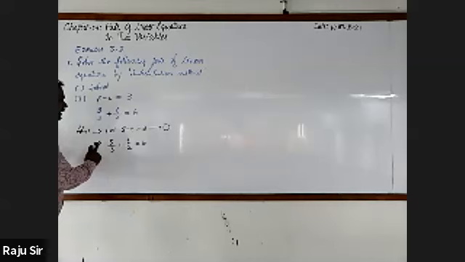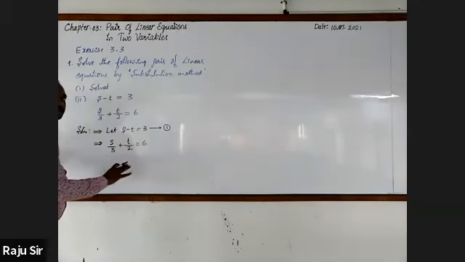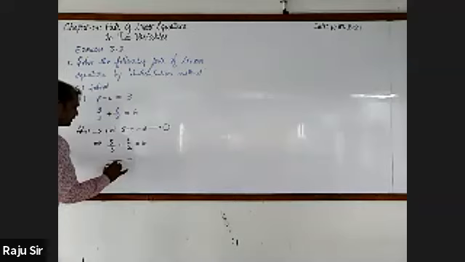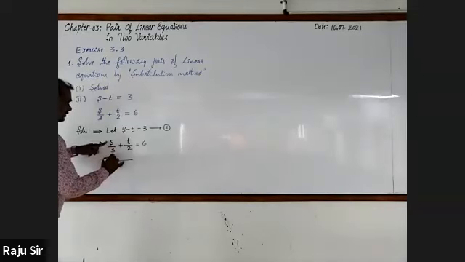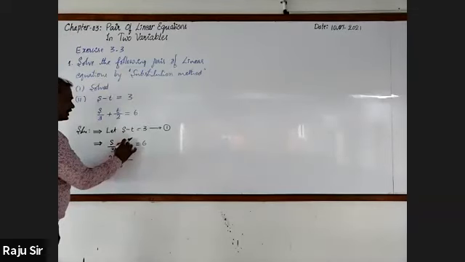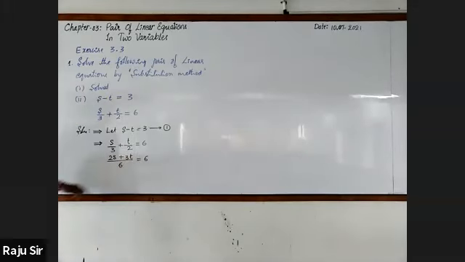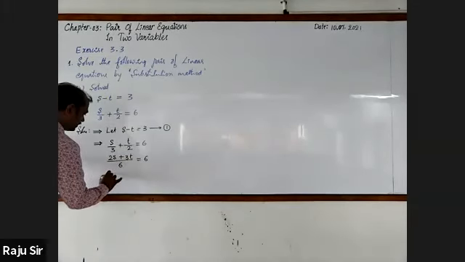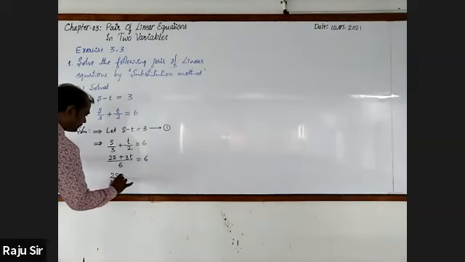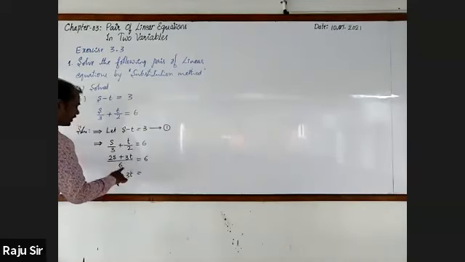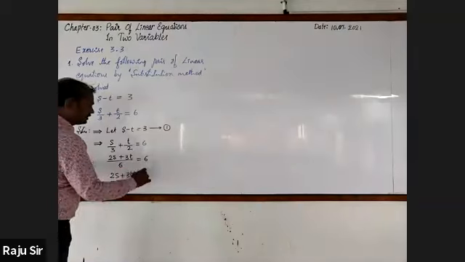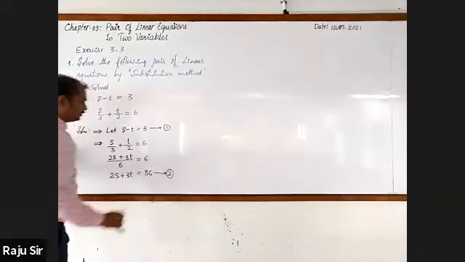You may multiply the LCM with all the terms. The LCM is 6. Then the first term is 2S. Multiply the LCM with the second term, you'll get 3T. It is equal to 6 times 6, which is 36. This can be rewritten as 2S plus 3T is equal to 36. You may call it equation 2.